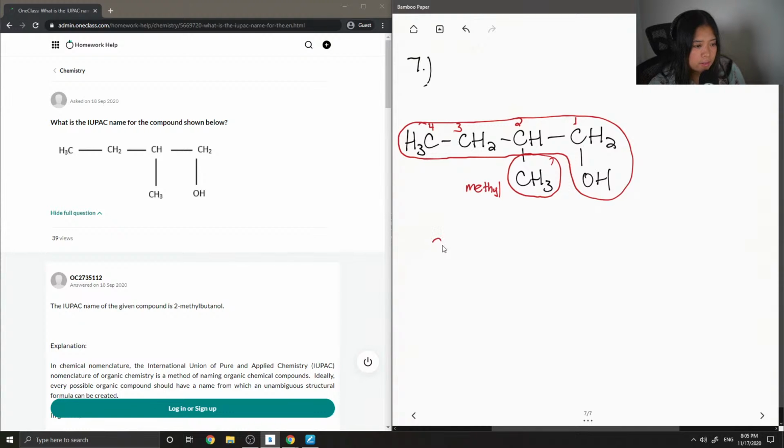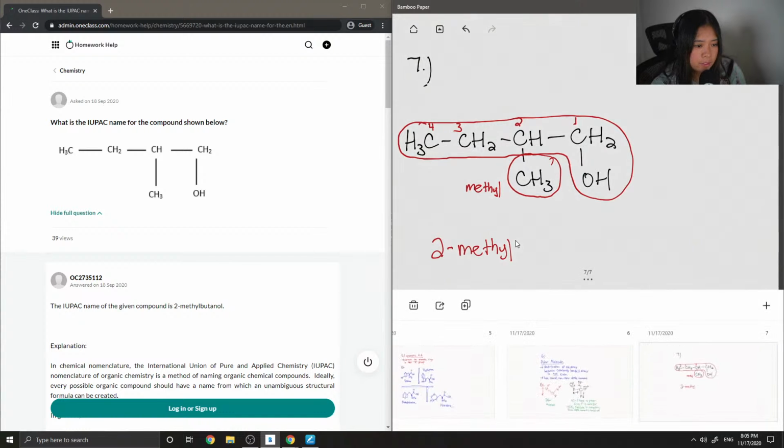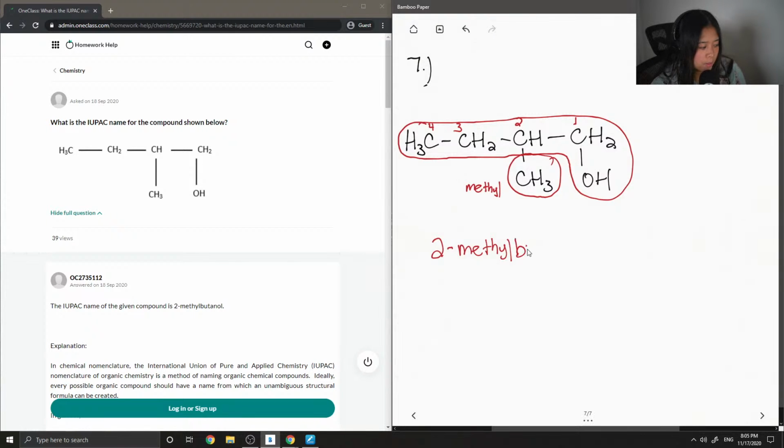So now I'll just write it out. So on carbon 2, there's a methyl group. So I'm going to name it 2-methyl. And then since there are 4 carbons in the compound, I'm going to use the prefix but-. And then again, since there's an alcohol group, I'm going to end it with -ol. So this gives us an IUPAC name of 2-methylbutanol.